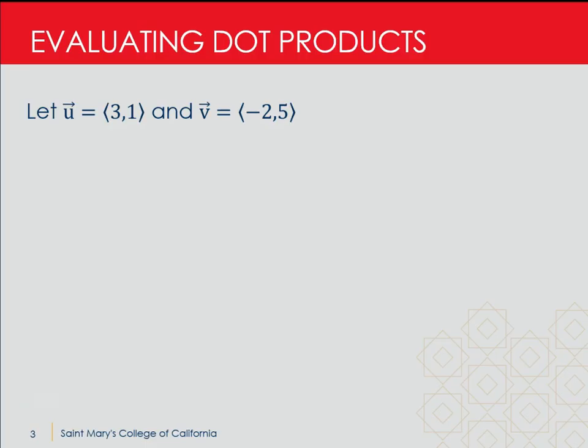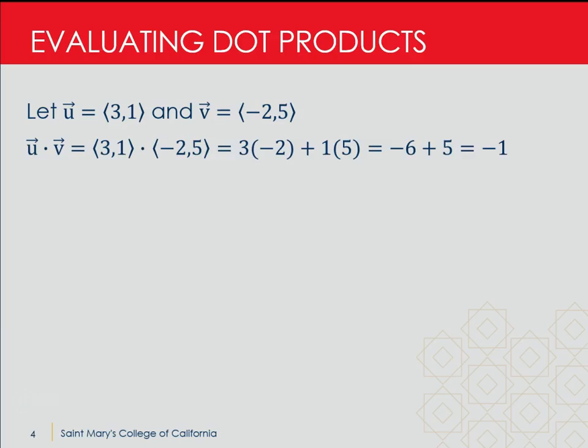Okay, so let's go ahead and do a couple of examples. For u and v, (3, 1) and (-2, 5), if we want to take the dot product of them, we indicate it with that dot there. Basically we just take 3 times -2, plus 1 times 5, so we get -6 plus 5, that's -1. And as I mentioned previously, that's a scalar, a number answer.